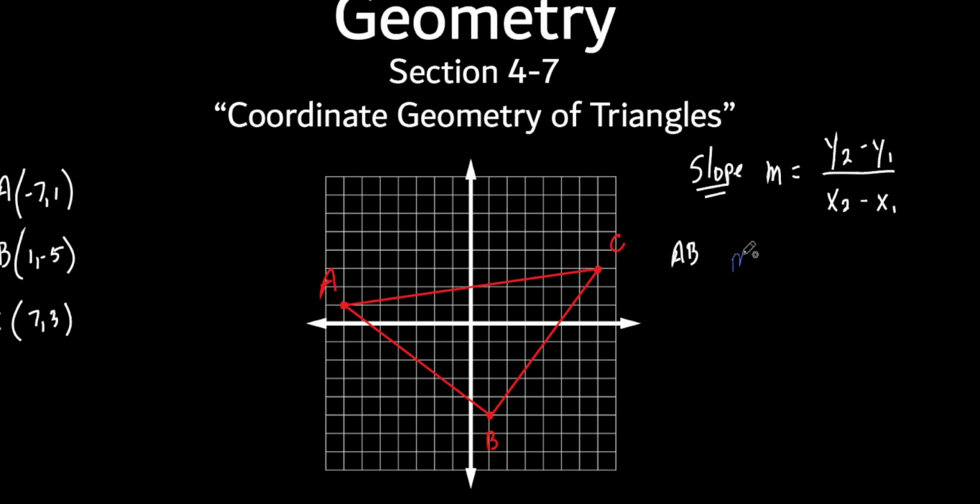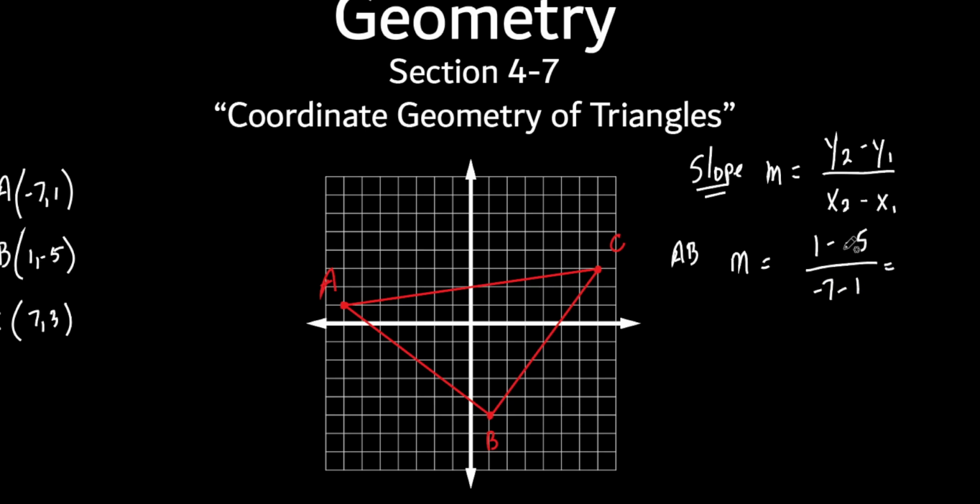So how do I find the slope of AB? Well, I subtract the y's, so I'm doing these two right here. It doesn't matter which order you subtract them in, as long as you subtract them in the same order. So you could go -5 minus 1, or you could go 1 minus -5. Let's go 1 minus -5. That's the y's. In the same order, the x's are -7 minus 1.